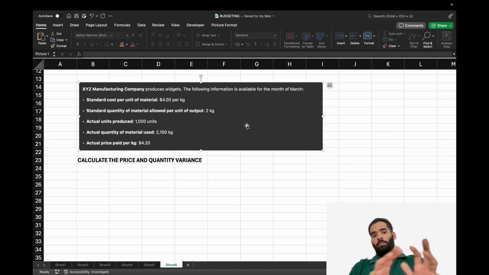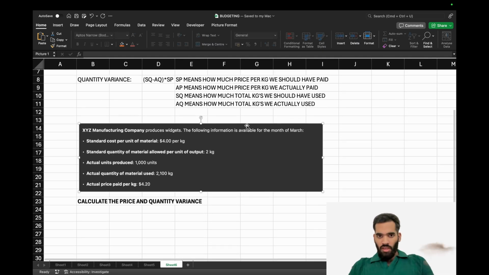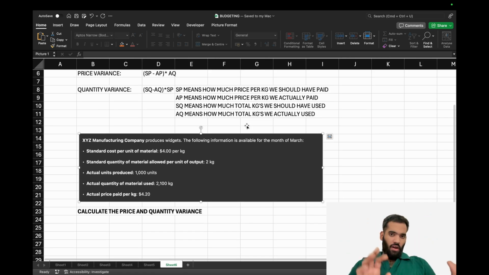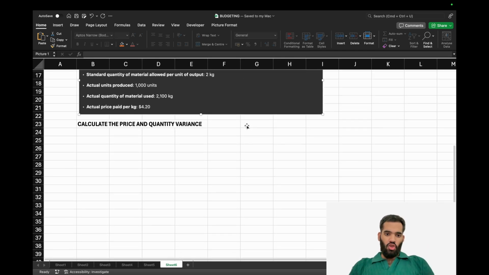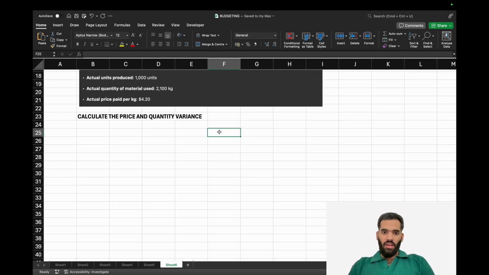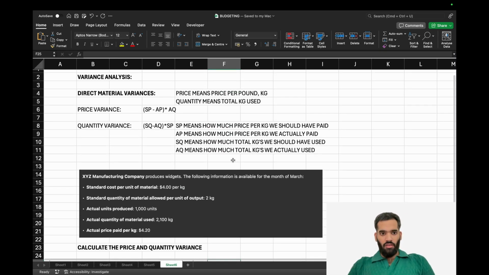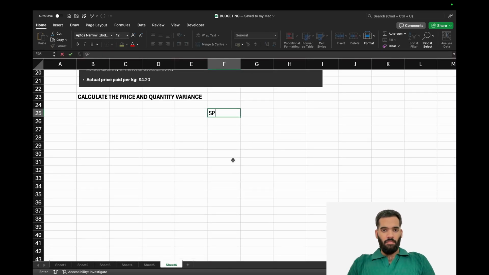So I'm going to propose a strategy of solving variance questions. Before using any formulas or trying to figure out anything, first make sure that you find out what each of the four things are. What are the four things we need in the formulas? We need SP, AP, SQ, AQ.